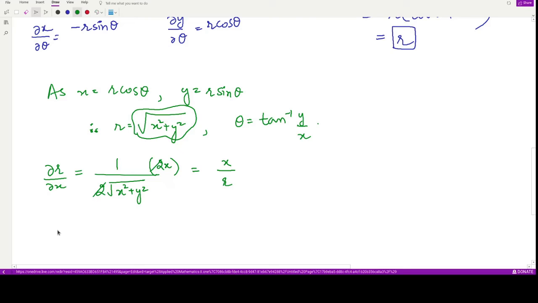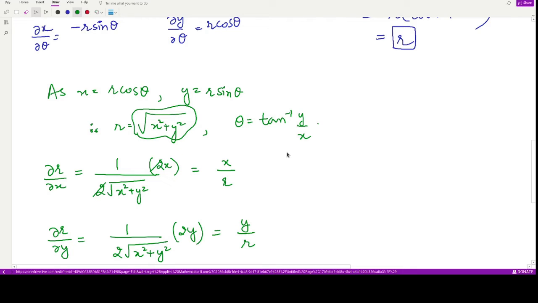Then you can calculate the derivative of r with respect to y. It would again be the derivative for power 1 by 2 of the square root of x square plus y square, and then the derivative with respect to y. So it would again be y by r.